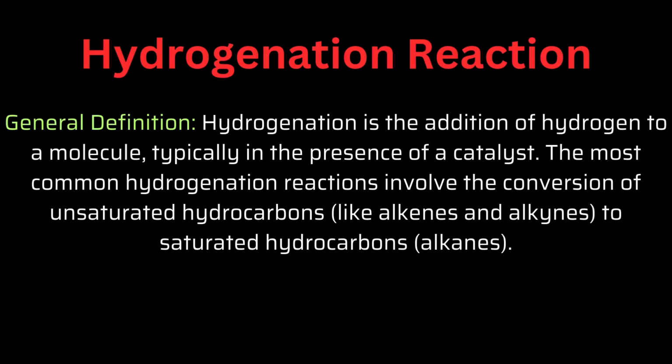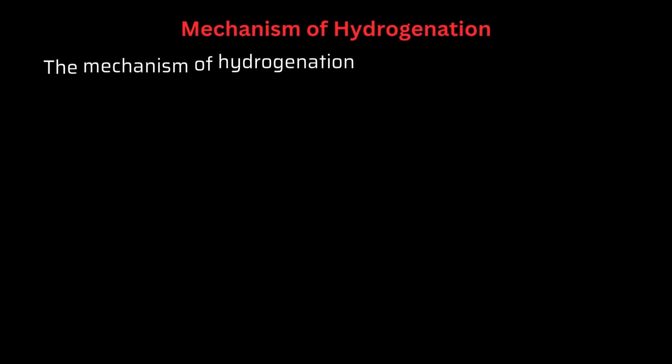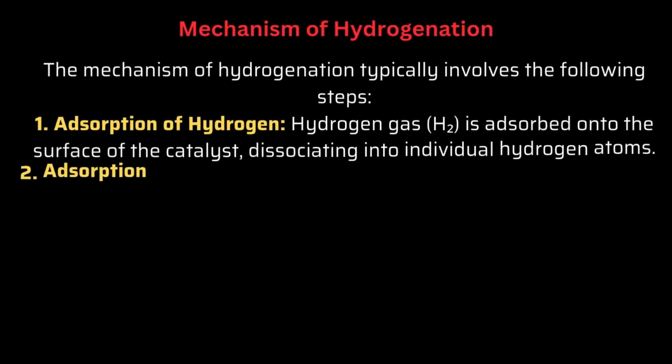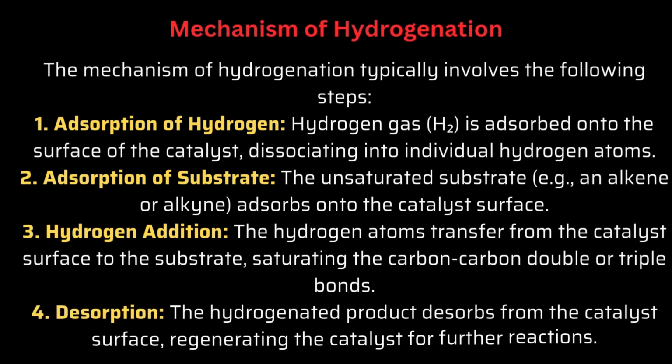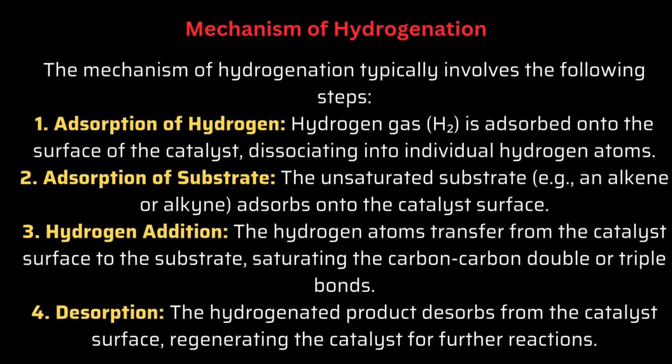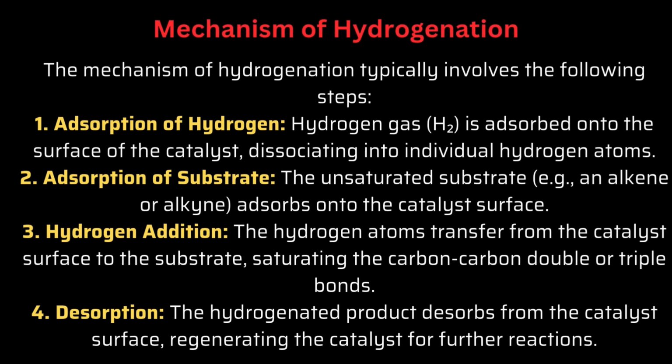Hydrogenation reaction general definition. Hydrogenation is the addition of hydrogen to a molecule, typically in the presence of a catalyst. The most common hydrogenation reactions involve the conversion of unsaturated hydrocarbons, like alkenes and alkynes, to saturated hydrocarbons, alkanes. Mechanism of hydrogenation. The mechanism of hydrogenation typically involves the following steps. 1. Adsorption of hydrogen. Hydrogen gas, H2, is adsorbed onto the surface of the catalyst, dissociating into individual hydrogen atoms.